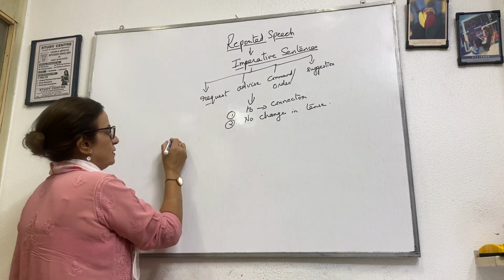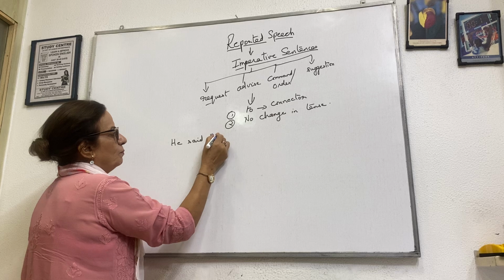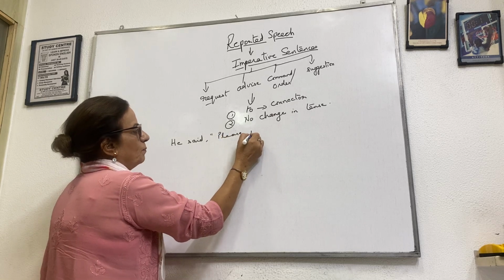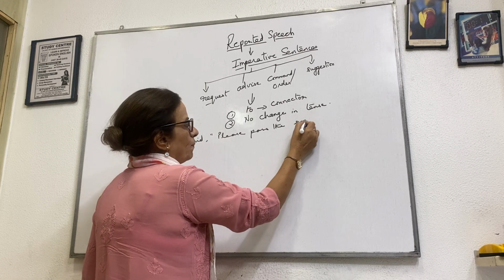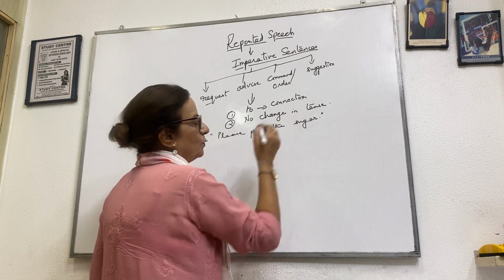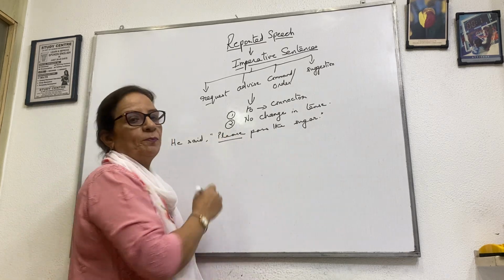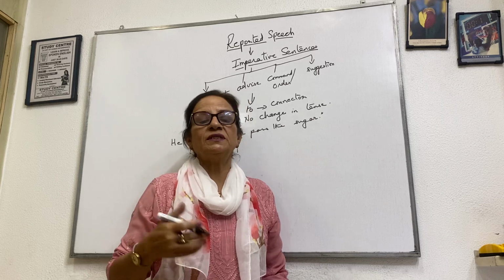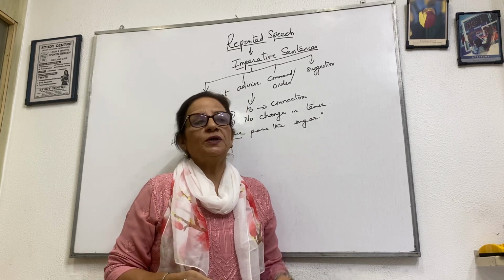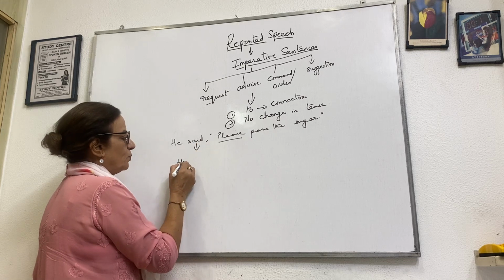I'll give you an example. Let's take a request. He said, please pass the sugar. Now in this sentence, the word please has come. Even if it's not please, if he said, pass the sugar, that means he's requesting you. So it is a request. So this said will become, he requested.